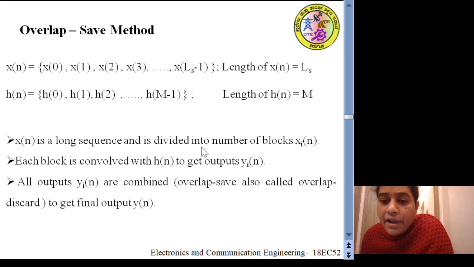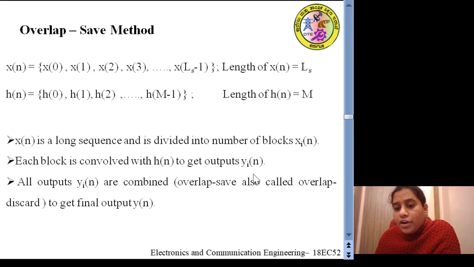Then at the end, we consider all the outputs yi of n and combine them to get the final output. Here we combine by overlapping and saving, which is also known as overlap and discard. That means while combining the blocks of outputs, we save certain samples and discard some samples to obtain the final output, which acts as if our x of n is directly convolving with our h of n.